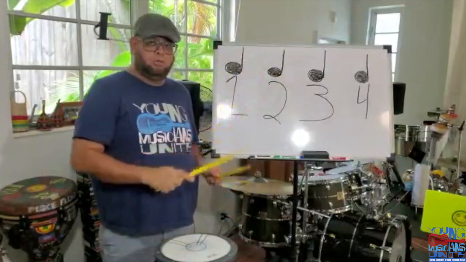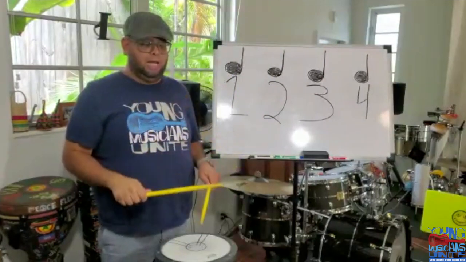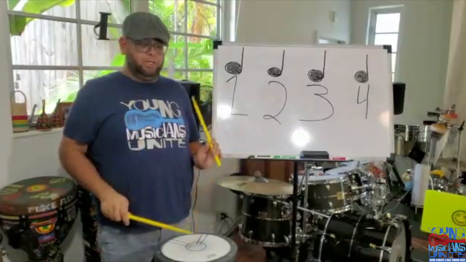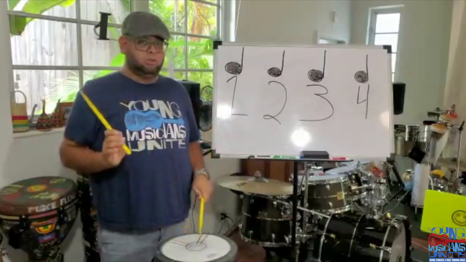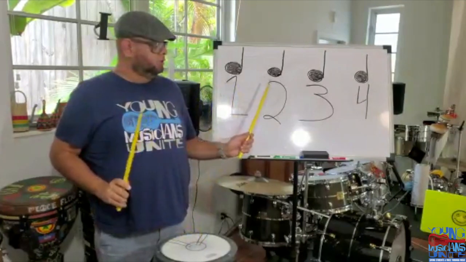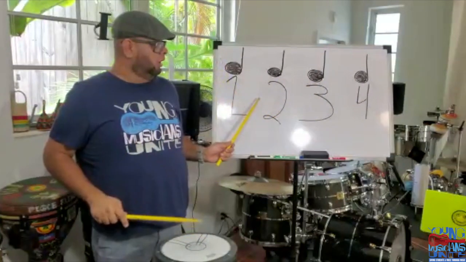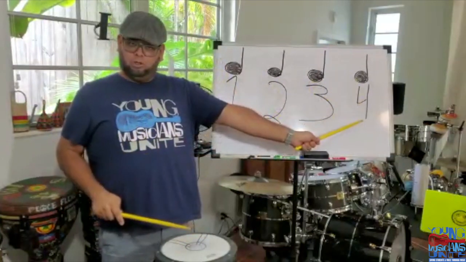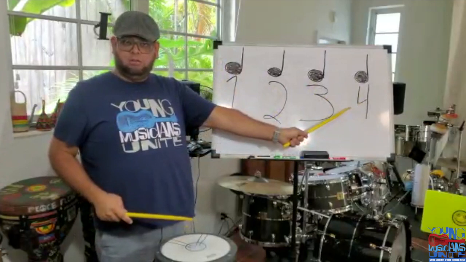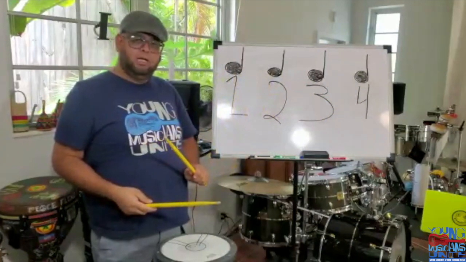Everybody following the board. 1, 2. Count out loud. 1, 2, 3, 4. 1, 2, 3, 4. 1, 2, 3, 4. Got it? Now, that was a pretty medium tempo, right? Let's slow it down now.